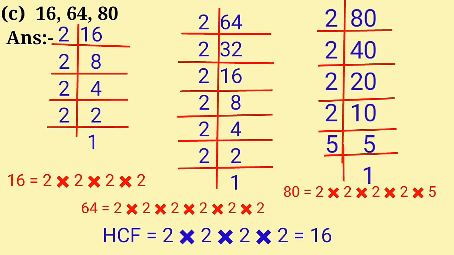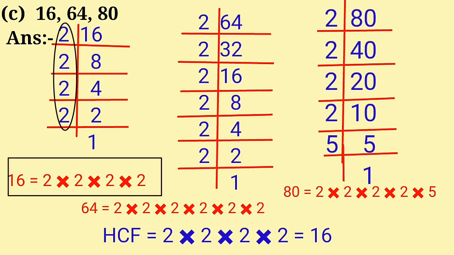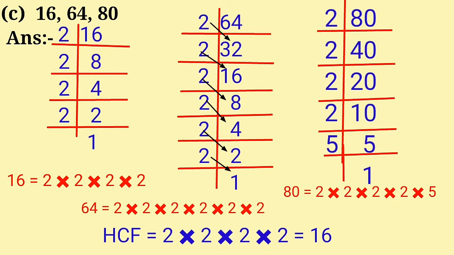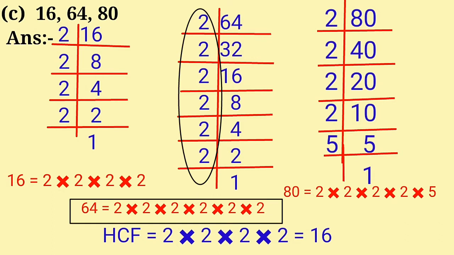C part is 16, 64 and 80. Now factors of 16, 2 8s are 16, 2 4s are 8, 2 2s are 4, 2 1s are 2. So factors of 16 is equal to 2 into 2 into 2 into 2. Now factors of 64, 2 into 32 is 64, 2 16s are 32, 2 8s are 16, 2 4s are 8, 2 2s are 4 and 2 1s are 2. Now factors of 64 is equal to 2 into 2 into 2 into 2 into 2 into 2.